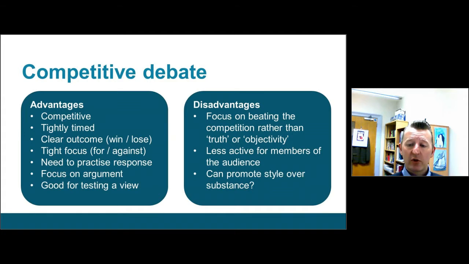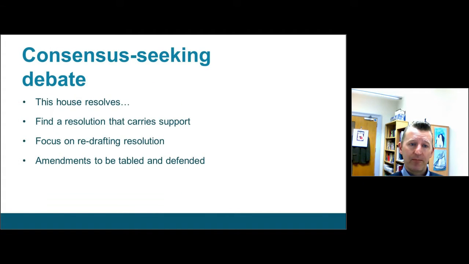And because there's this focus on competition, it can promote this obsession with style, of being a slick, competent debater and a good person at rebutting points, rather than a focus on the substance. So all drawbacks that we need to just be aware of. They don't make this an unproductive teaching strategy, but it means that we have to be really realistic about what it achieves and what it doesn't achieve.